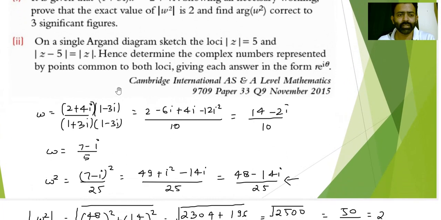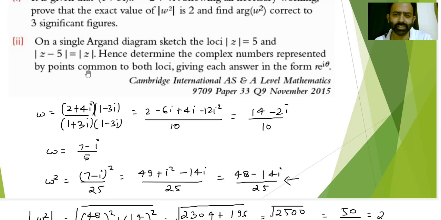So the second part says that on a single Argand diagram, we have to sketch the loci of mod z equal to 5 and mod of z minus 5 equal to mod z. So these are the two different loci for two different sets of points of complex numbers, and hence we need to determine the complex numbers that are represented by the points which are common to both these loci, giving each answer in the form of r e raised to power i theta, right?